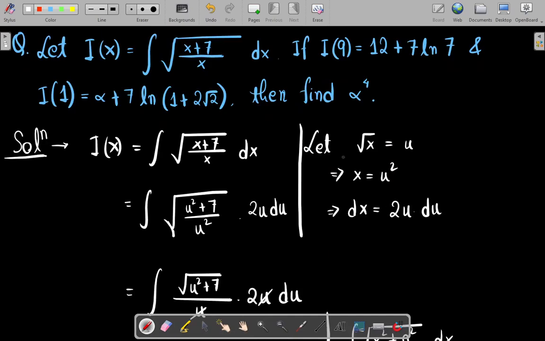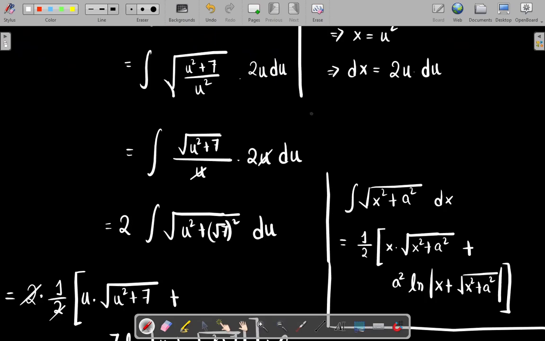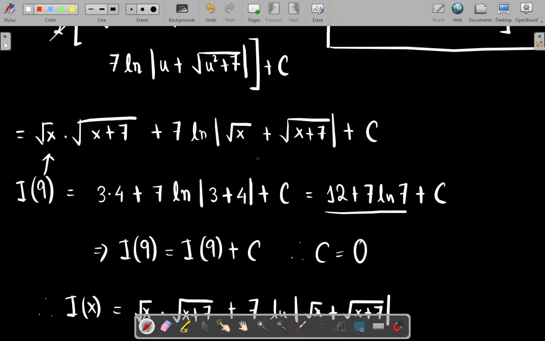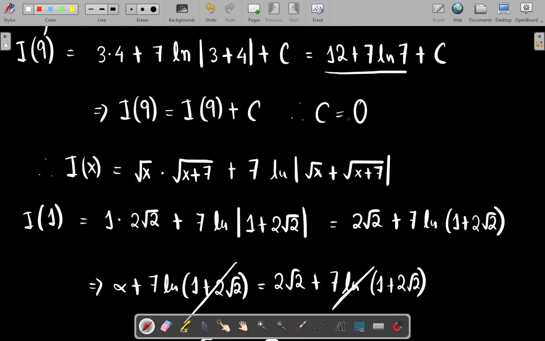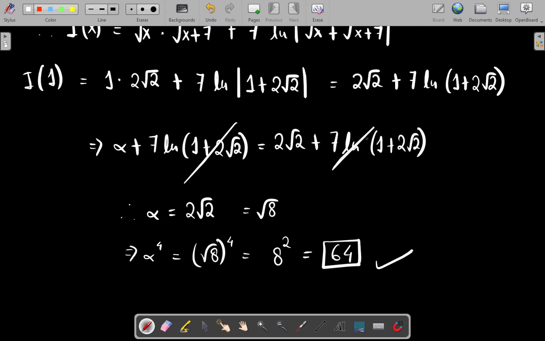Okay, and the rest is just solving these two unknowns using these two conditions. So from here we first find the value of c, which is 0, and from the other condition we find alpha, and the rest is easy. Okay, so this was relatively not that difficult as far as integration is concerned, because integration is usually a slightly difficult chapter in competitive exams, right? So this is it.